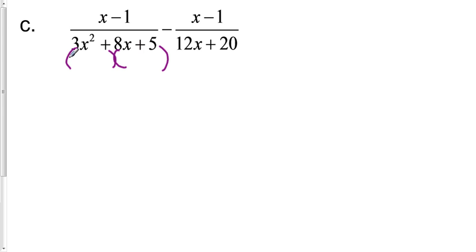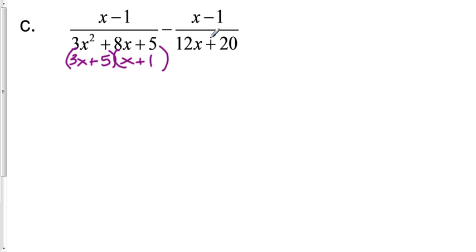So 3x squared becomes 3x times x. And I have to think about the two factors of 5 that would work here. And in this case, it's going to be a plus 5 and a plus 1. 5 times 1 gives me 5. And when I multiply the outside, I get 3x. When I multiply the inside, I get 5x, and those will add up to 8. Okay, so that's the factorization there.